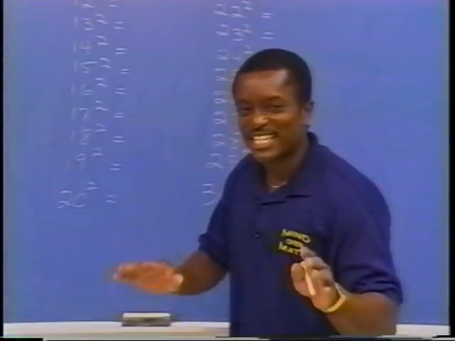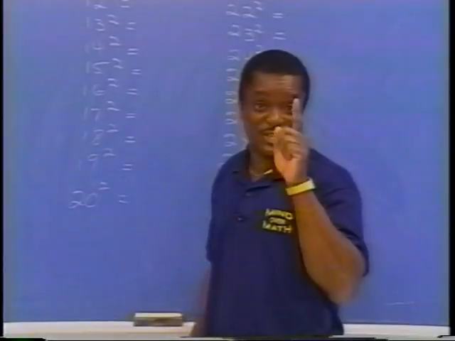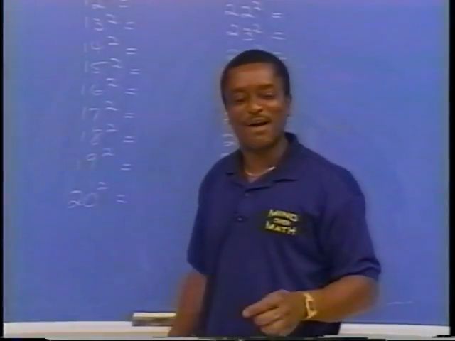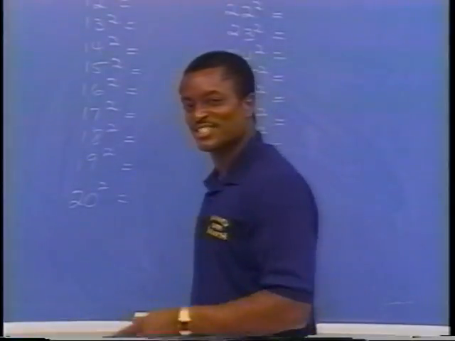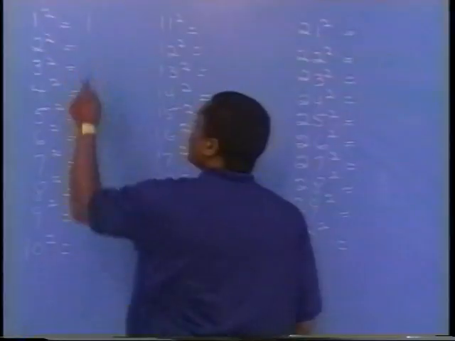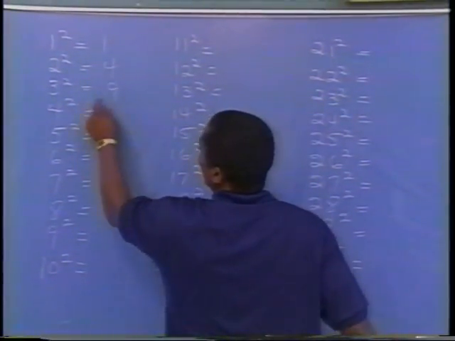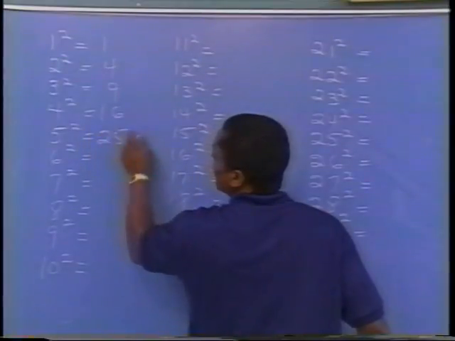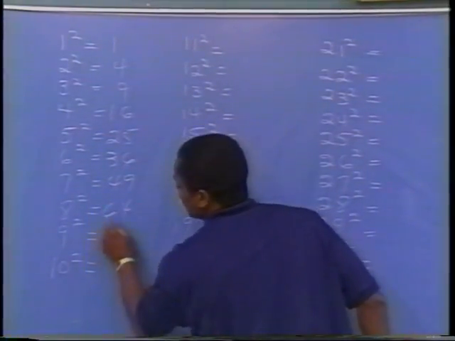Okay, get those calculators ready. See if you're going to keep up. How many perfect squares do you know? This is what I teach my math clubs around the country. Perfect squares. 1 squared is 1 times 1, right? Which is just 1. 2 squared is 2 times 2, which is just 4. This is 9, 16, 25, 36, 49, 64, 81.